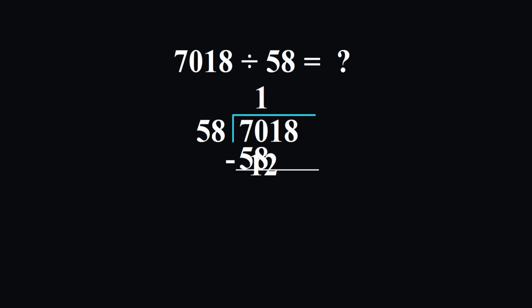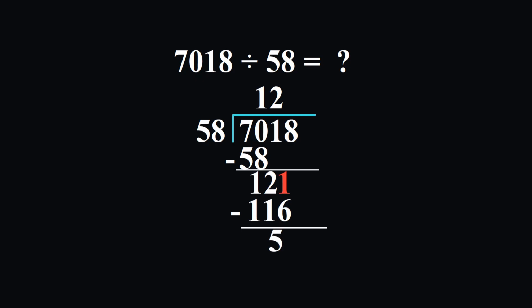Now we bring down the next digit 1, and this makes our new number 121. How many 58 are in 121? The answer is 2. Now multiply 2 by 58, which gives us 116. Draw a line and subtract 121 minus 116, which leaves us with 5.